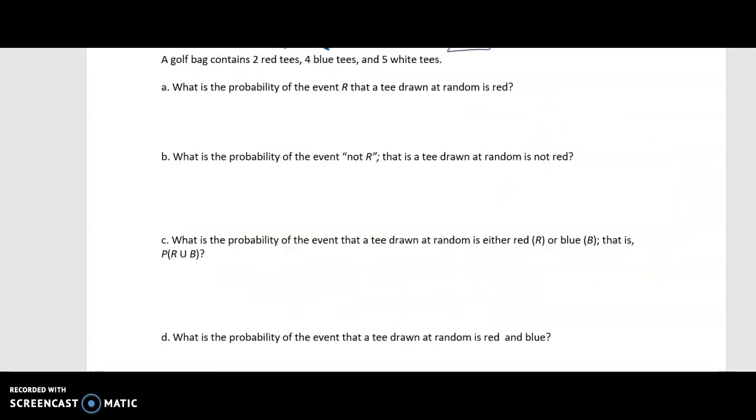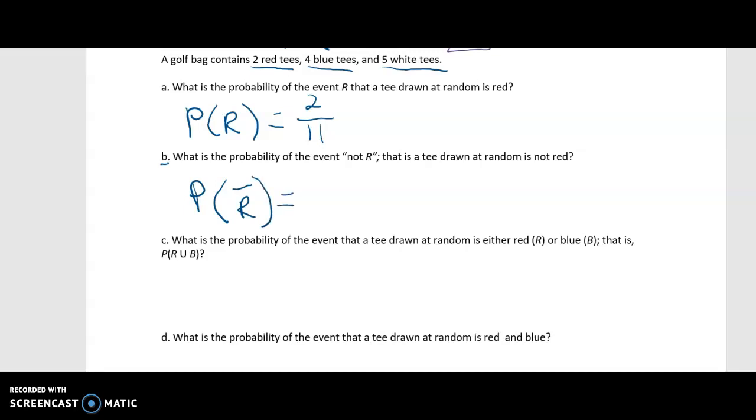In our next example, we have a golf bag that has 2 red tees, 4 blue tees, and 5 white tees. We want to find the probability of event R that a tee drawn at random is red. Well, I can see that there are 2 red tees out of 11 total. So that probability is 2/11. Next, what is the probability of the event not R, so that the tee is not red? Well, that's R complement. So we can say 1 minus 2/11, or 9 out of 11.